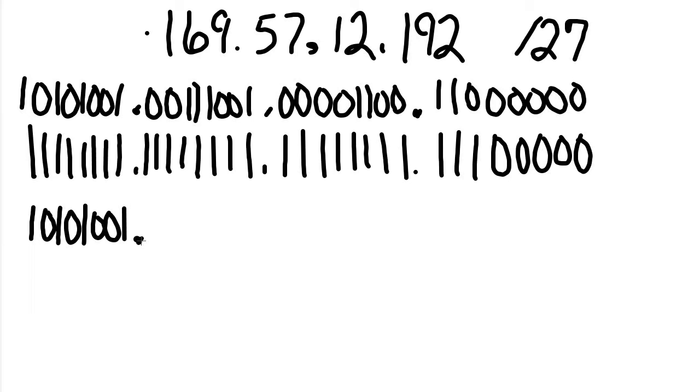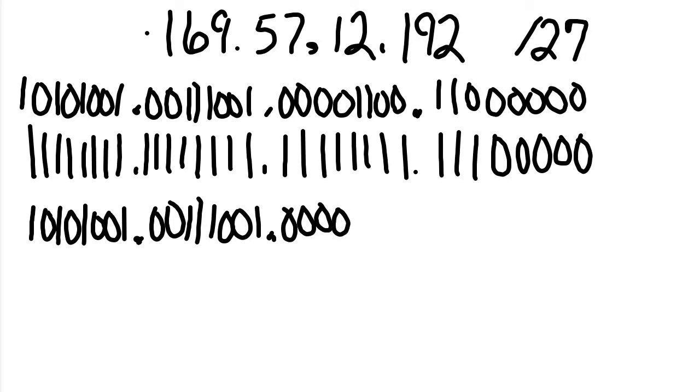10101001. Second octet, ANDing 00111001. Third octet, 00001100. And if you guys have noticed, every time we have an octet that is all ones in our subnet mask, our bits are identical in the network address and in the IP address.